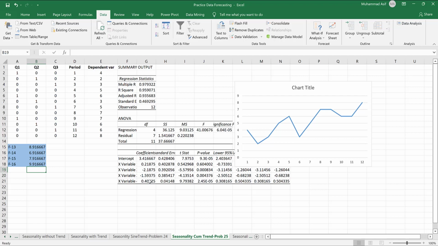So in this problem, what we did is that we considered two things, quarters and also trend. In this forecast, that's the forecast for periods 13, 14, 15 and 16, it incorporates both seasonality and a trend.